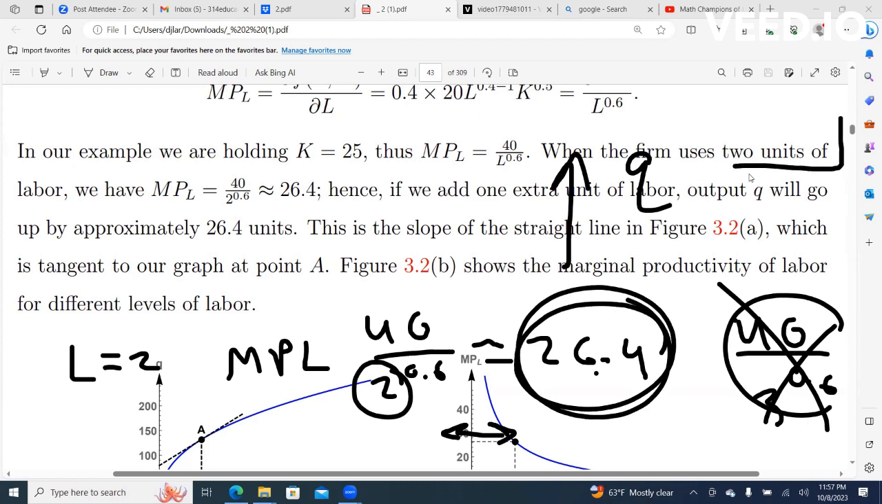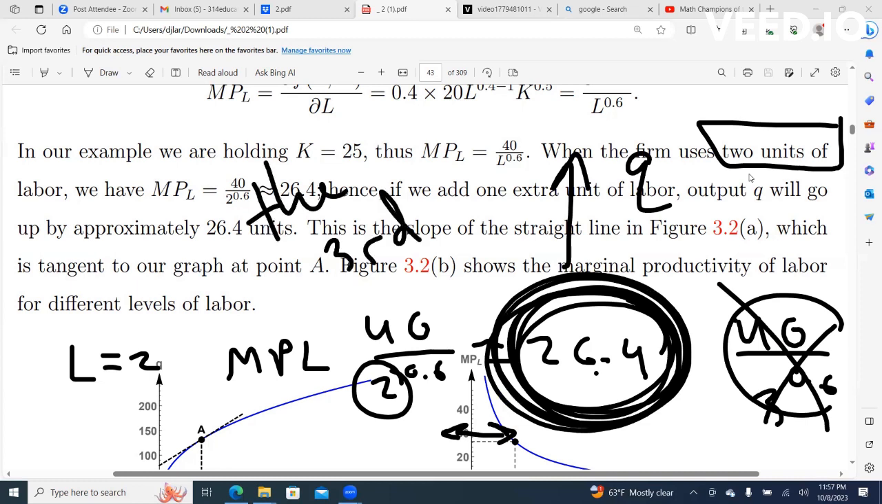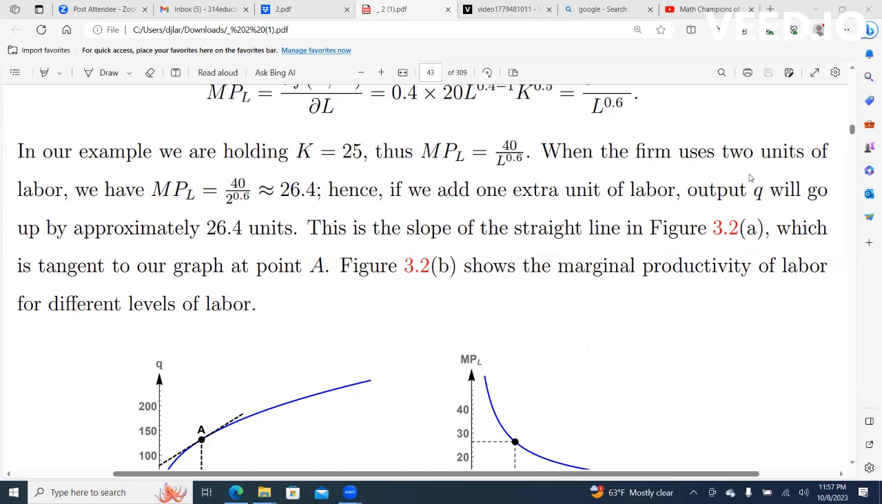So the 2 doesn't have much to do with it. It's just that at 2 units of labor, this is true. At 2 units of labor, maybe the third is going to increase it by approximately 26.2. It doesn't mean that plugging in 2 makes it increase by that. So it can be very, very confusing. We're going to have to continue this in the next video, I think.